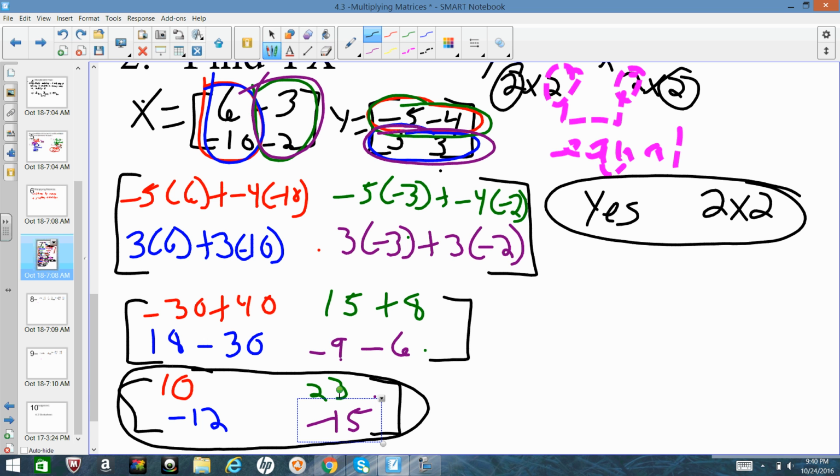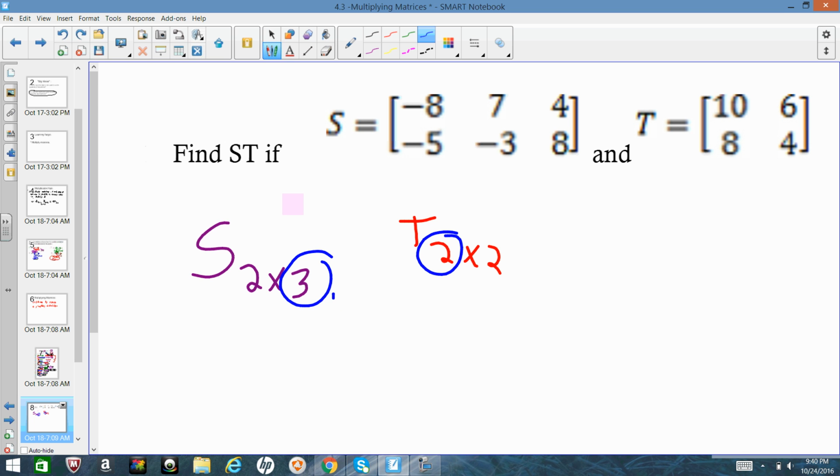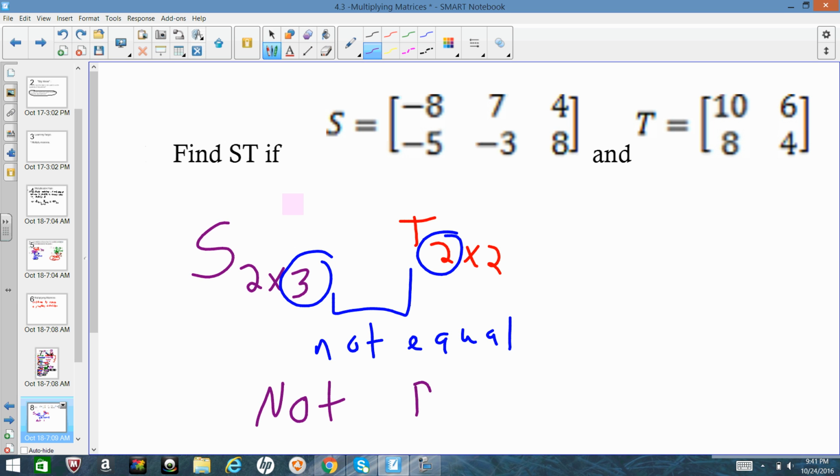So let's move on to the next example. We want to find S times T, if S is that matrix and T is the matrix also shown. So we know S is a 2 by 3. I know T is a 2 by 2. Well, if I look at it, 3 and 2 are not equal, so this is not possible because I cannot multiply those together.